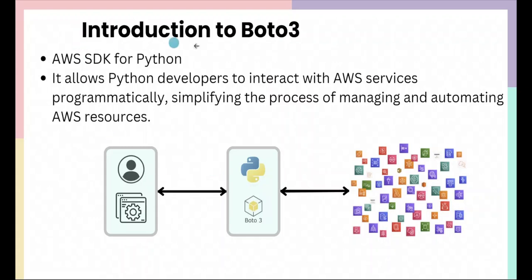Okay, so firstly, what is Boto3? Boto3 is an AWS SDK for Python. Okay, so before we go further, we need to understand what an SDK means. So I'll quickly explain you what SDK means and then we'll come back to this slide later to understand what Boto3 is exactly. Okay, so let's see what an SDK is.